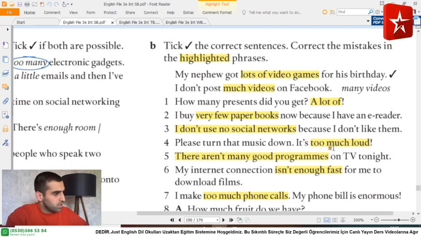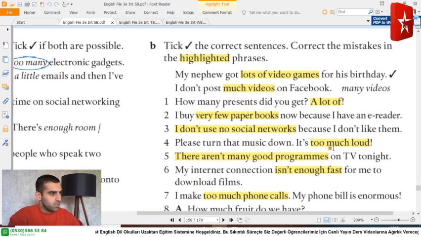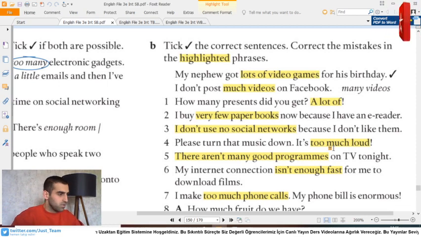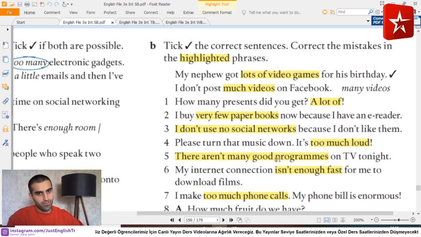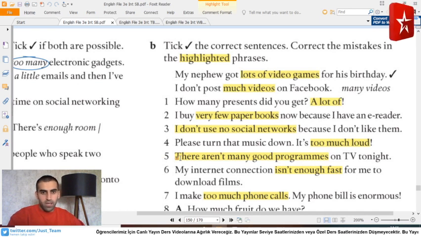Who said Melis? Melis says it is correct. No, Melis. Irina. Irina says it is false. It is too loud or it is too much. Yes, the correct answer is too loud. Great, because loud is an adjective and we shouldn't use too much before an adjective. Okay.